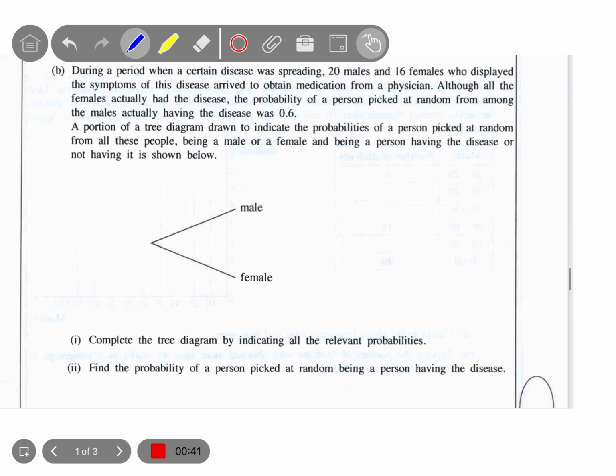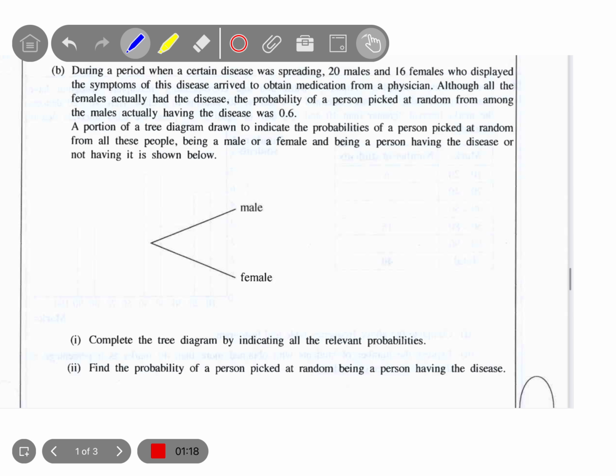So all females actually had the disease, they are saying all 16 females had the disease, right? The probability of a person picked at random from among the males actually having the disease was 0.6. A portion of a tree diagram is drawn to indicate the probabilities of a person picked at random from all these people being a male or a female and being a person having the disease or not having. It is shown below. Complete the tree diagram by indicating all the relevant probabilities.